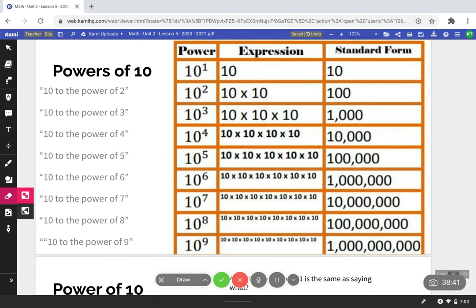So make sure you understand powers of 10 and how when I say 10 to the power of 4, what does that turn into? That turns into 10 times 10 times 10 times 10, which equals 10,000. All right, y'all. So go to the next video to get the practice problems once we do them in class so that you can work through them.